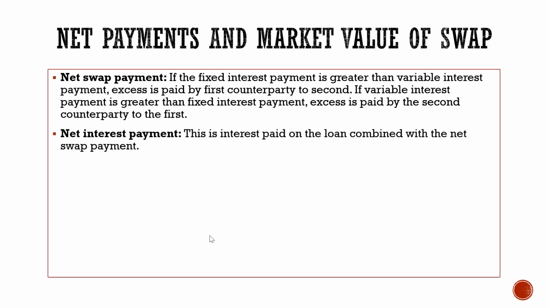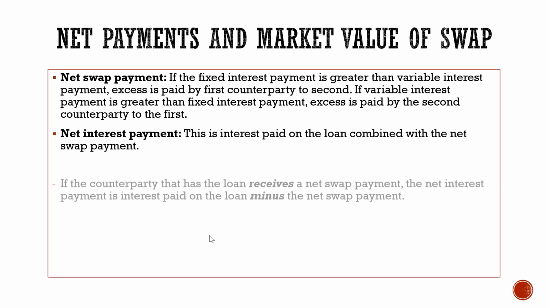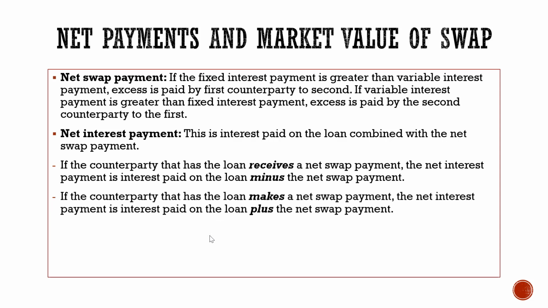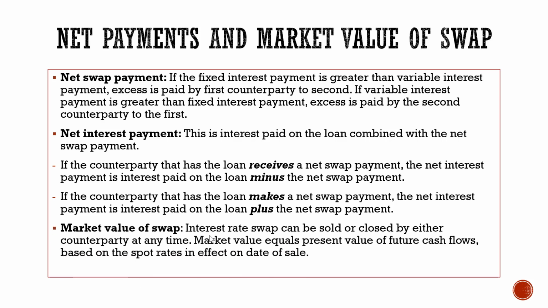Now the net interest payments. This is the interest paid on the loan combined with the net swap payments. If the counterparty that has the loan receives a net swap payment, the net interest payment is the interest paid on the loan minus the net swap payment. If the counterparty that has the loan makes a net swap payment, the net interest payment is the interest paid on the loan plus the net swap payment. And the market value of the swap is basically just the present value of the net interest payment.